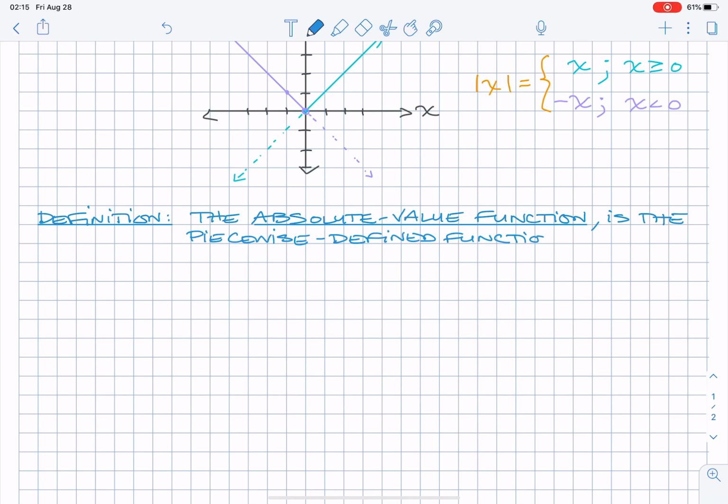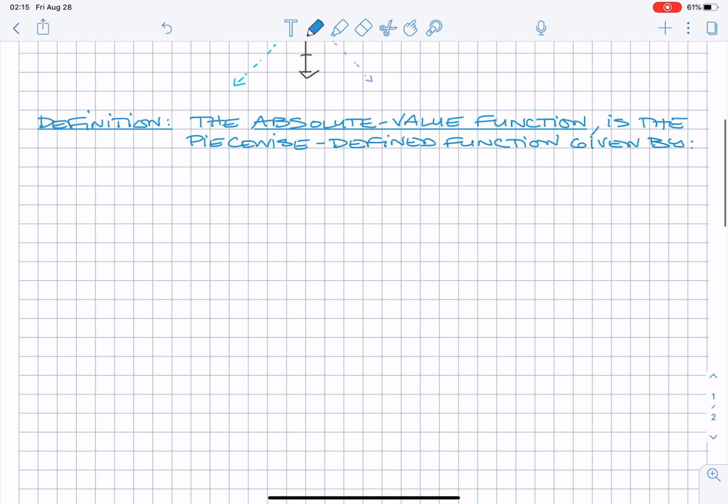Given by, let's call it f of x being equal to the absolute value of x, can be written as either x, when my values of x on the x-axis are greater than or equal to 0, or it's negative x when my values on the x-axis are less than 0.